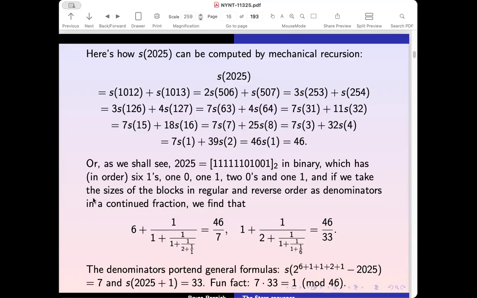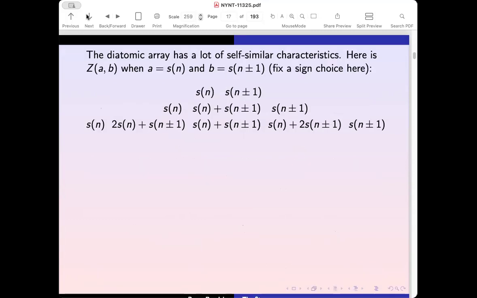And these denominators give you general formulas. 7 is S of 2 to the sum of the denominators minus 2025, and 33 is S of 2025 plus 1. I won't prove it, but it's a fun general fact that the product of the denominators is always congruent to 1 mod the numerator. That's a property from continued fractions.